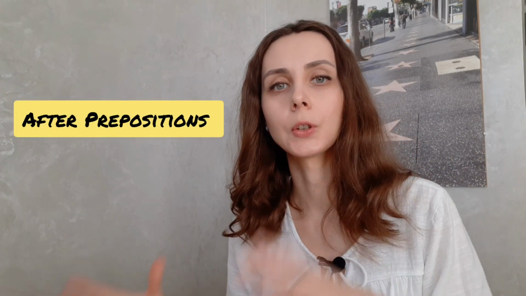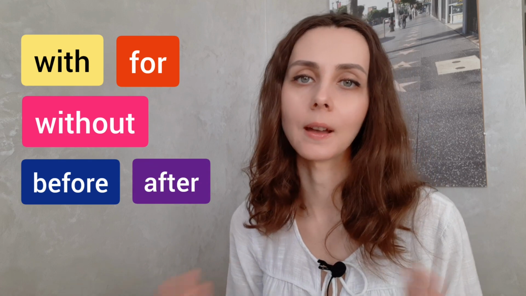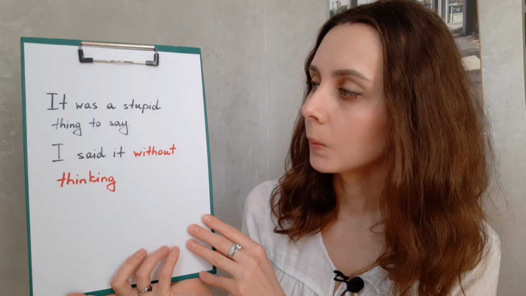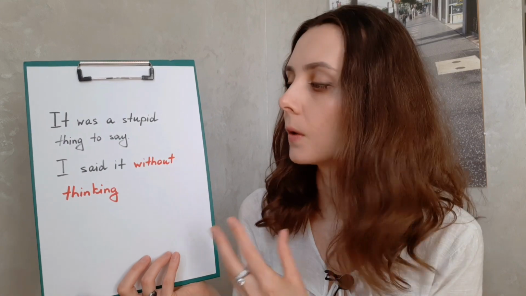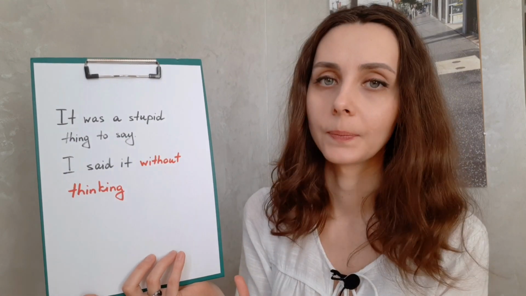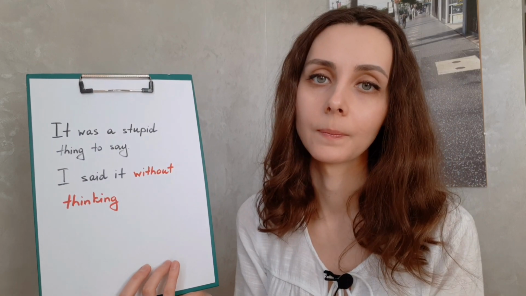The next case when we use gerund is after prepositions: with, without, for, before, after, instead of, and so on. So let's take a look at this sentence. It was a stupid thing to say. I said it without thinking. So you have a preposition, without, and then you have a gerund, without thinking.